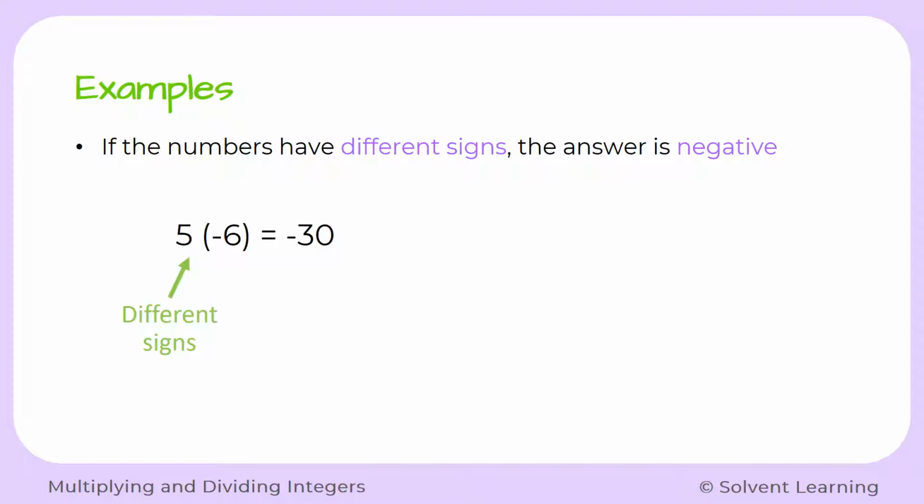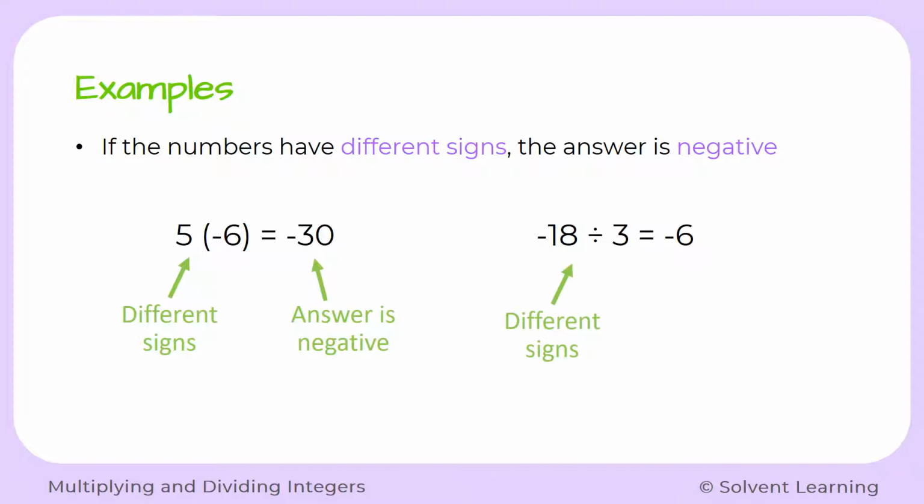So here we have a positive 5 times negative 6. One's positive, one's negative. They have different signs. So the answer is negative 30. We have negative 18 divided by a positive 3. Once again, the signs are different. So the answer is negative 6.